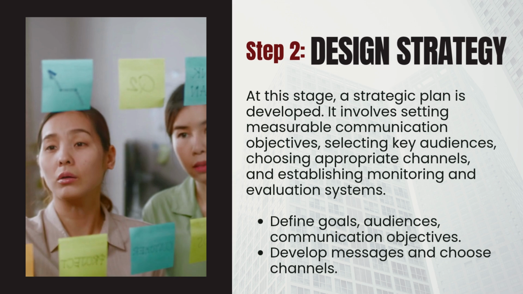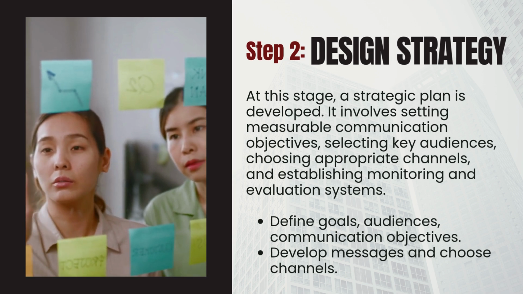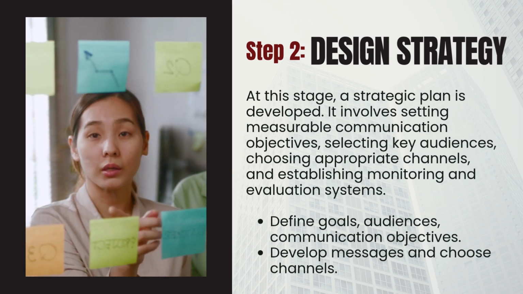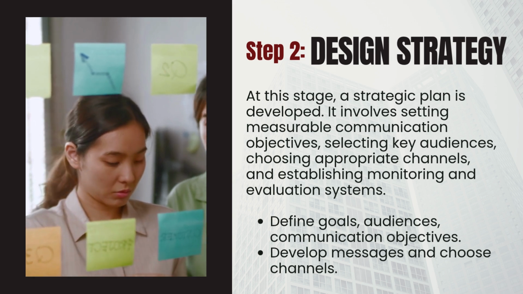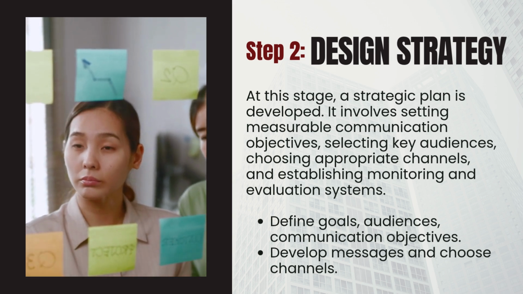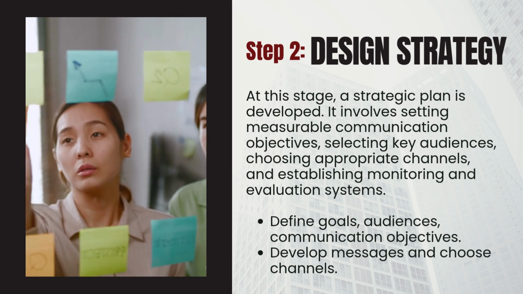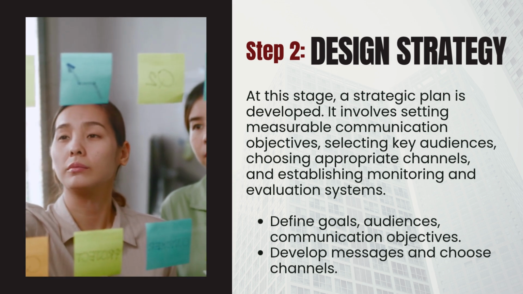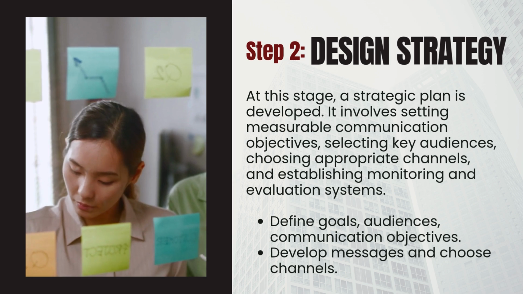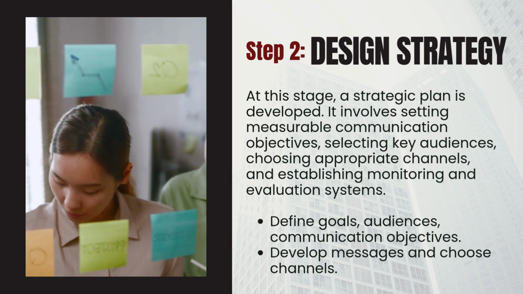We have timeline, budget, human resources, and then in this part, you also need to start your monitoring and evaluation plan. How will we know that we are actually succeeding with what we're trying to do? So this step blends creativity and strategy. We're trying to tailor the message to the audience's values, literacy level, and culture.